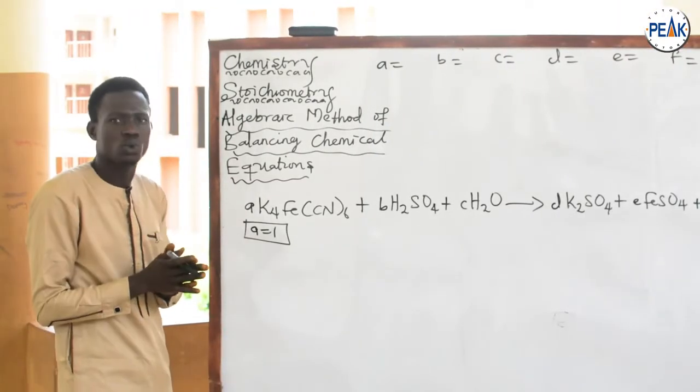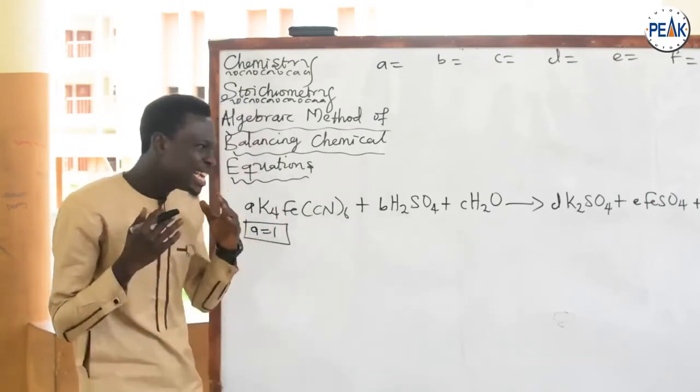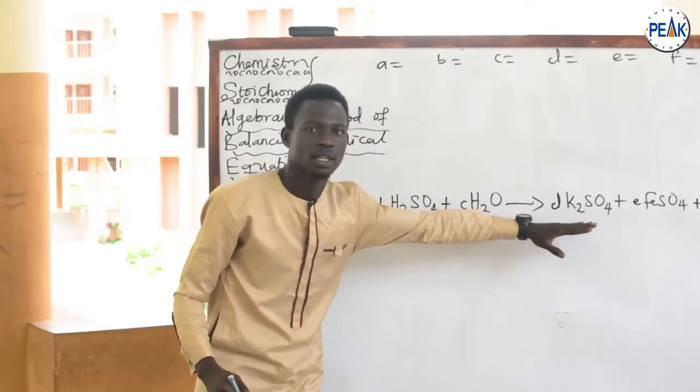Having known that A is equal to 1, we begin to pick each of the elements on the reactant side one after the other, equating them to their respective identity on the product side. Now, what do I mean?